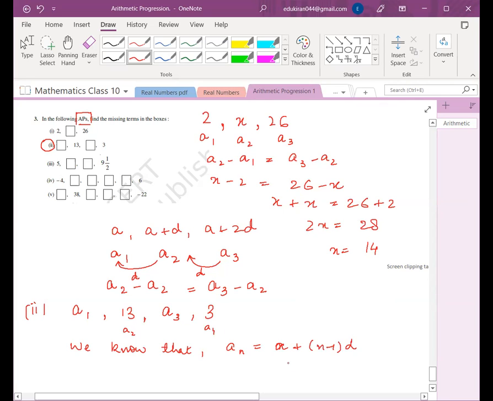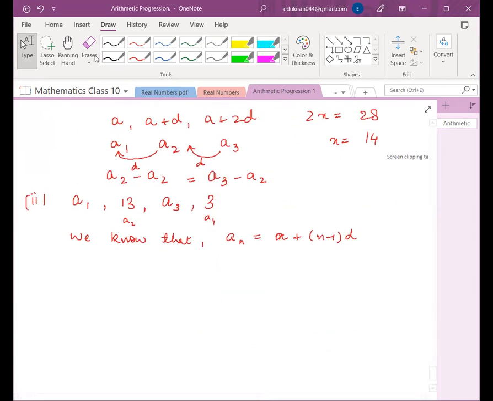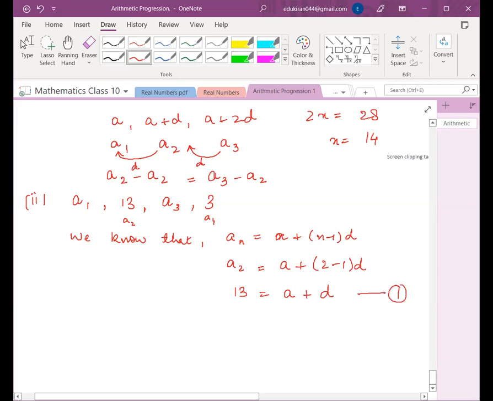So A2 is given. What will be A2? A2 will be A plus 2 minus 1 into d. A2 is already given, which is 13. So 13 is equal to A plus 2 minus 1 is 1, A plus D. So this is equation number 1. Now again, A4 is given. So A4 will be A plus 4 minus 1 into D. A4 is 3, which is given. So A plus 3D is equal to 3. This is equation number 2.